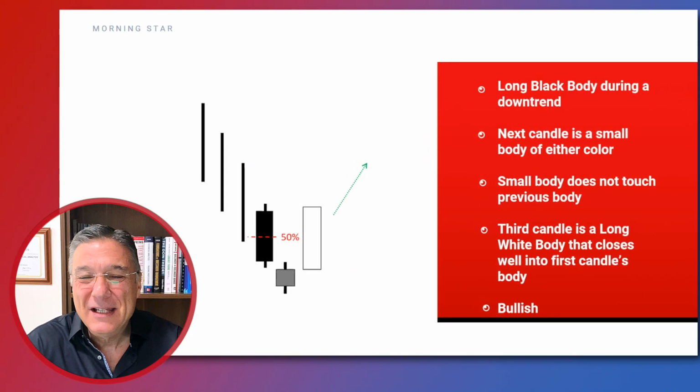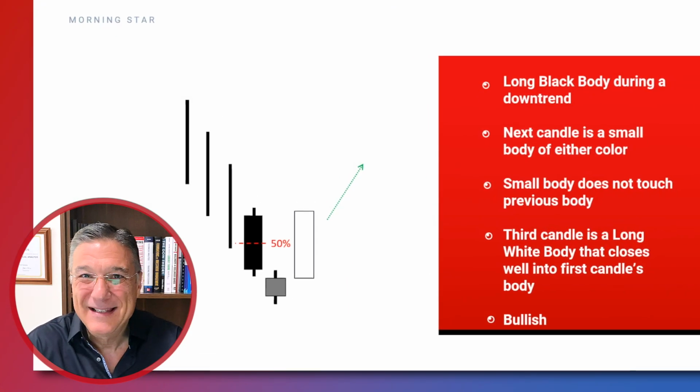Welcome traders to another educational video titled The Morning Star. The Morning Star is a very popular reversal pattern among traders. It consists of three Japanese candlesticks.